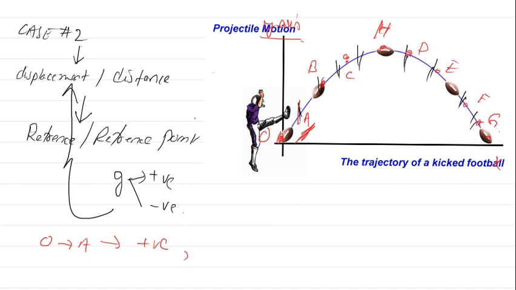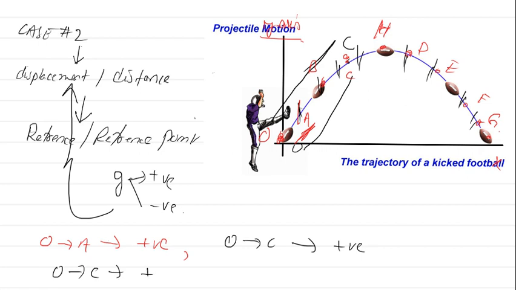Same thing if I take the displacement from O till C. What do you think? Will this displacement be positive or negative? Definitely it will be positive. So O to C is also positive when the reference is O. Same thing if I take the distance from O till just before the highest point, any point we can take, L, then this is also positive.